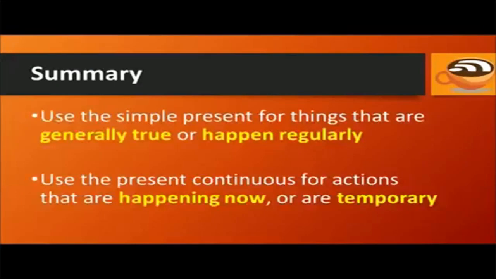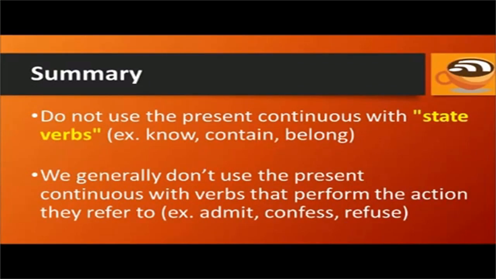Let's summarize what we've covered in today's lesson. Use the simple present for things that are generally true or happen regularly, and use the present continuous for actions that are happening now or are temporary. Do not use the present continuous with state verbs like know, contain, or belong. And we generally don't use the present continuous with verbs that perform the action they refer to, like admit, confess, or refuse, although there are some exceptions.